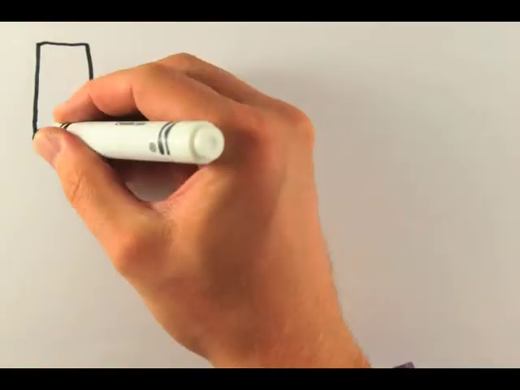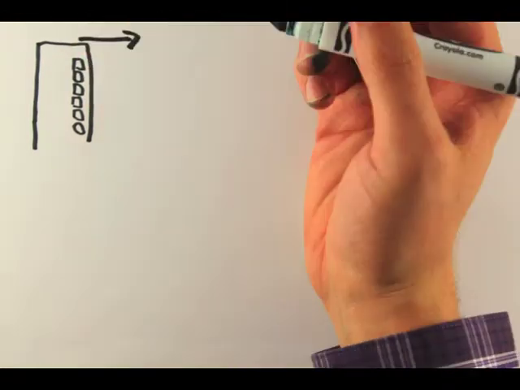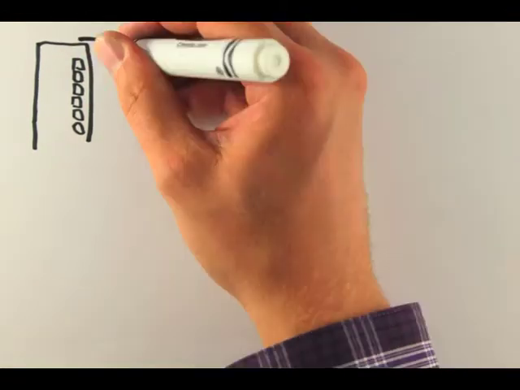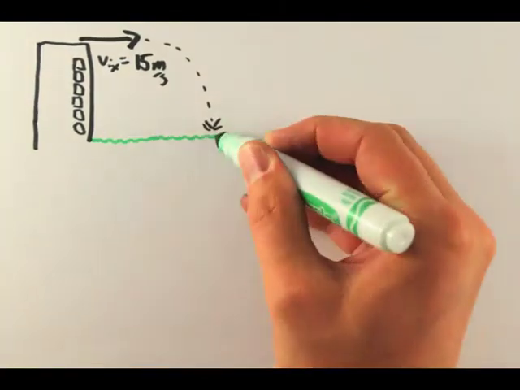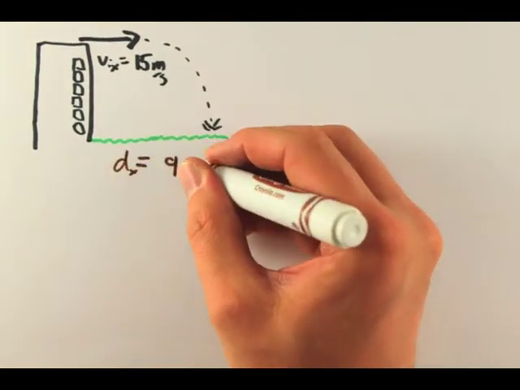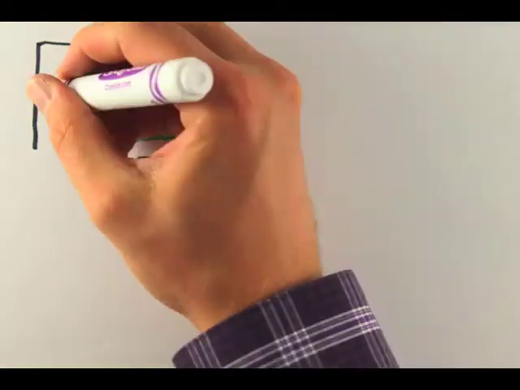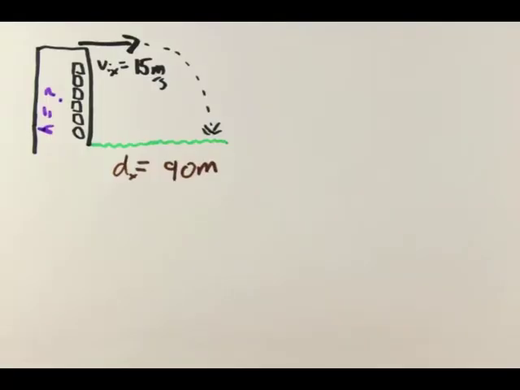The first step, as always, is to draw a picture. So we're throwing an item horizontally off of a building, and it's going to land some distance, 90 meters, away from that building. Using this information, we're looking for the height.